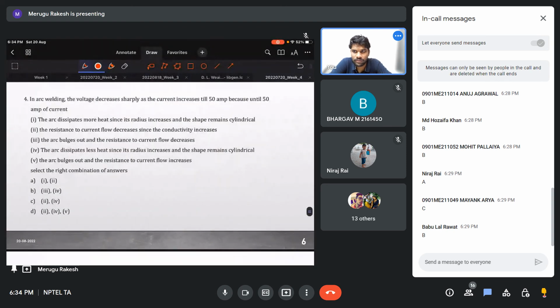Most of the questions are theory based, with statements where you select the correct option. In arc welding, the voltage decreases sharply as the current increases till 50 amps, because until 50 amps what is happening? The arc dissipates more heat since its radius increases and the shape remains cylindrical. The resistance to current flow decreases since the conductivity increases. The arc bulges out and the resistance to current flow decreases. The arc dissipates less heat since its radius increases and shape remains cylindrical. The arc bulges out and the resistance to current flow increases.